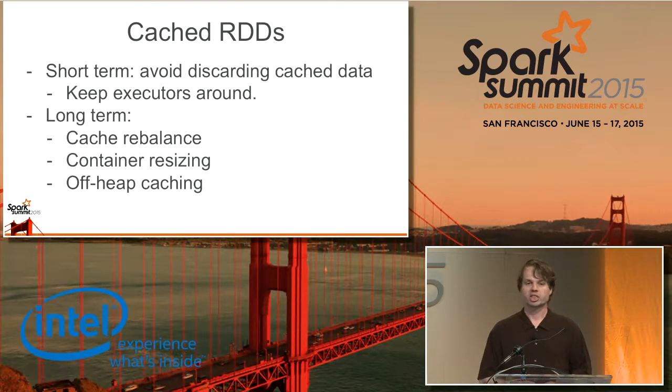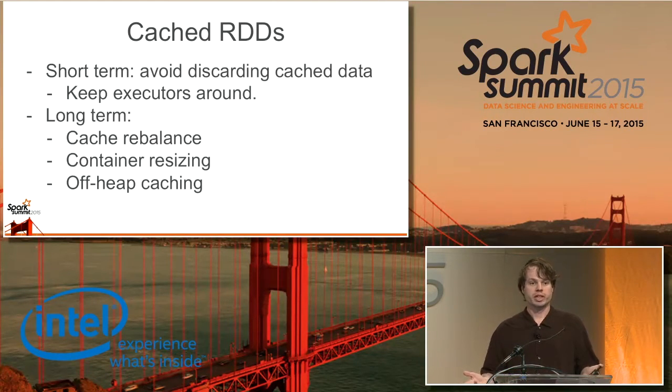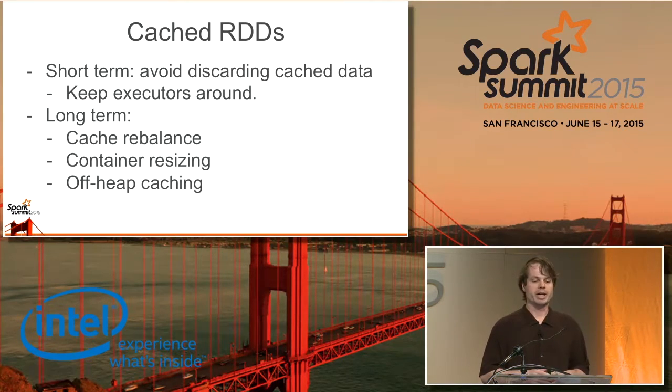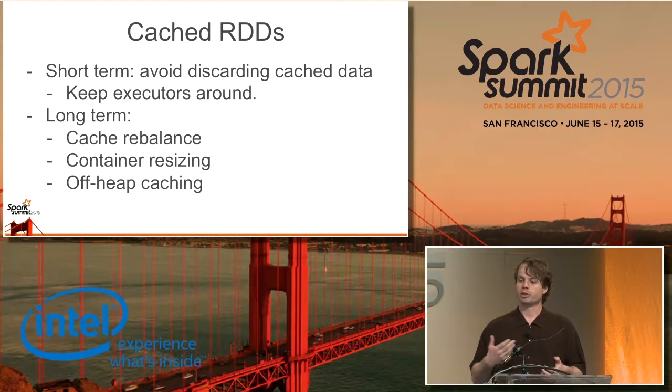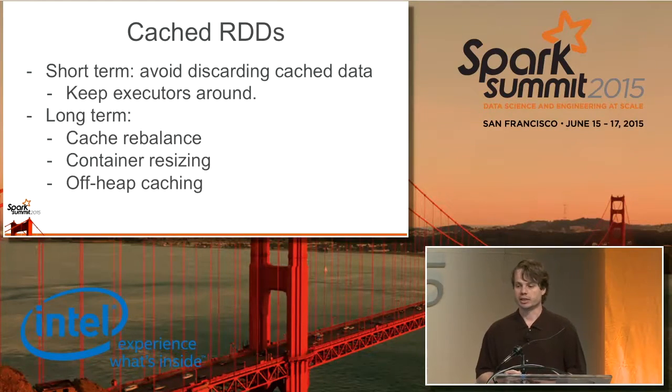The next problem is cached RDDs. Right now, when executors go idle, Spark will just get rid of the executors and whatever cached data they hold. That's bad, and I don't need to explain why, because the data will have to be recomputed if you actually need it. So the current short-term solution that we have is to keep the executors around. This change is not in Spark 1.4. It's going to be in 1.5. But it basically has a different timeout for executors that actually have cached data. And that can be controlled so that you can keep them around for as long as you need for your application. But in the long term, there are different things that we can do to play with cached data.